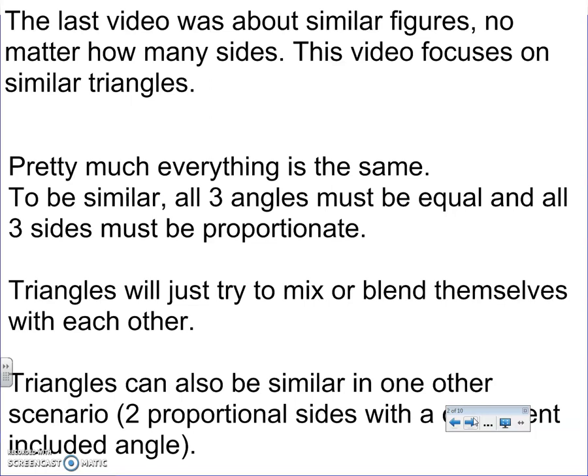So in the last video, we had similar figures, no matter how many sides. This video focuses on similar triangles. Pretty much everything's the same, and to be similar, all three angles must be equal, and all three sides must be proportionate. Triangles can also be similar in one other scenario, that is two proportional sides with a congruent included angle. It's kind of like the SAS.